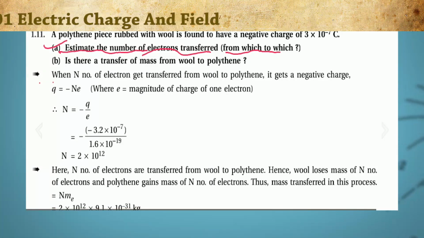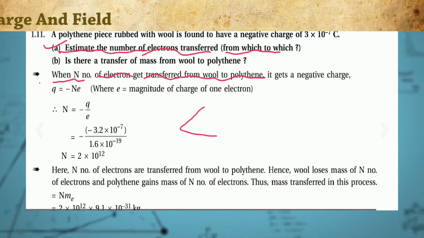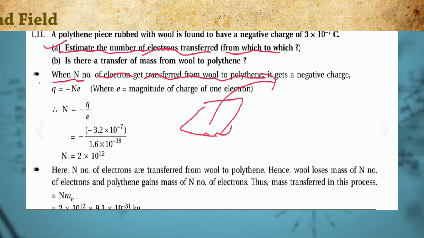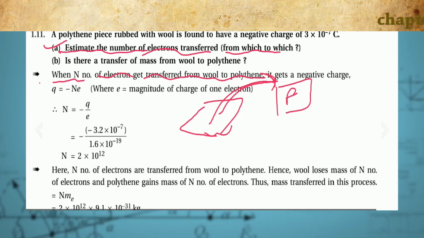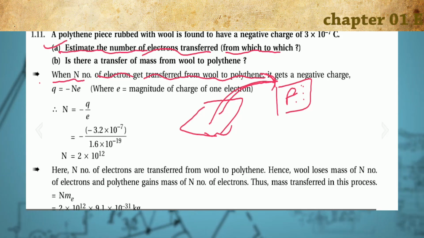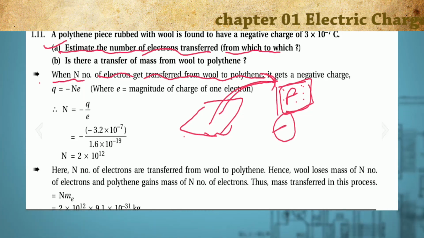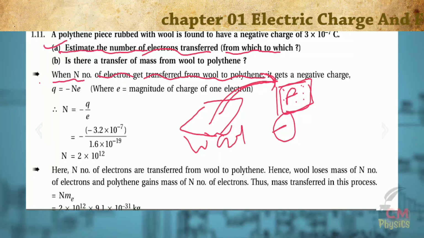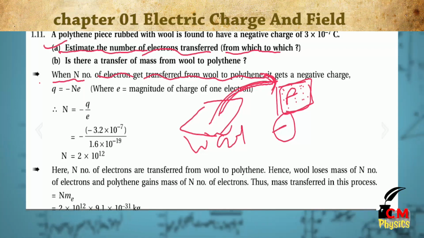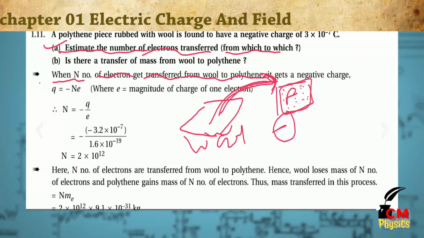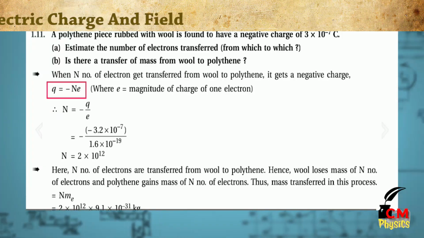The answer: let n number of electrons get transferred from wool to polythene. मतलब ये wool से पॉलीथीन में इलेक्ट्रॉन ट्रांसफ़र हो रहे हैं. मतलब पॉलीथीन में नंबर ऑफ इलेक्ट्रॉन एक्सेस होंगे, therefore polythene gets negative charge. Polythene having an excess amount of electrons, therefore the charge of the polythene is negative. Then Q is equal to minus ne.